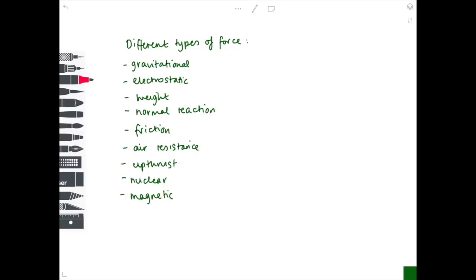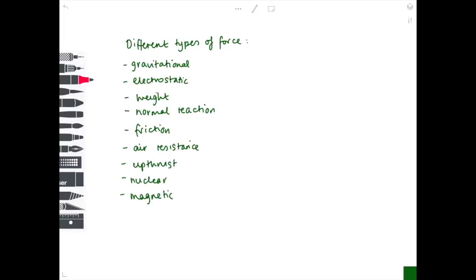So first of all, notice that some of these forces are contact forces, and these are forces which act between two objects that are actually physically touching each other. Non-contact forces, obviously, as the name suggests, is when they don't touch. So let's have a look at the normal reaction first of all, because that's quite a strange one. This normal reaction force or normal contact force, it's all the same thing.